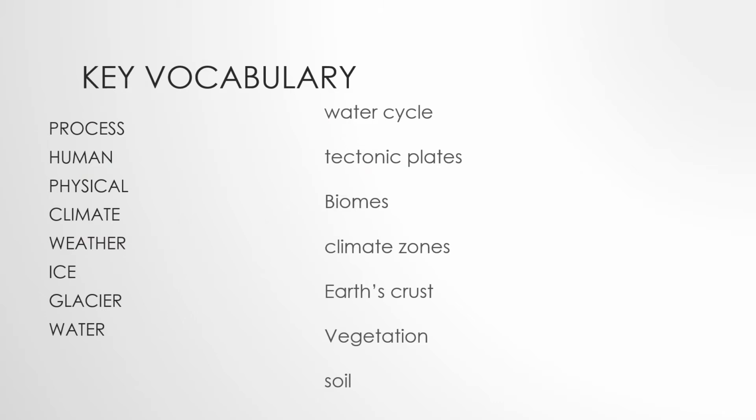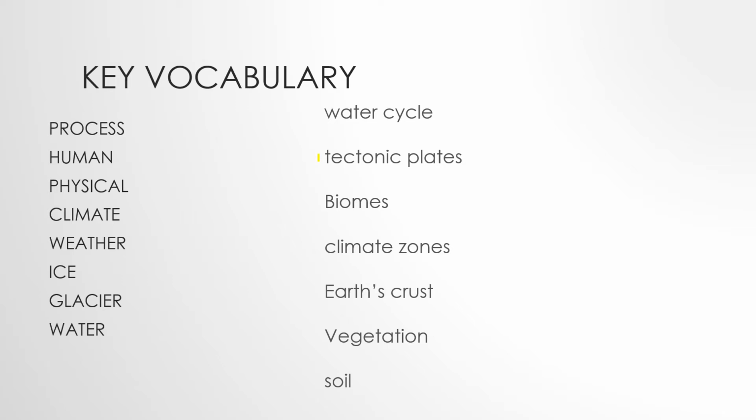Some key vocabulary for this unit, some of which we've already come across in previous geography lessons and learning. So we've got this idea of a process, whether that be a human process, something made by man or because of man, and a physical process, something happening naturally. We've got the climate, which is the weather over a period of time. So when we can start to build up trends about what climate is like in different areas of the world. Then we've got weather, which is about the weather on that day. Ice, glacier, water, the water cycle. This is definitely a new word here, this one.